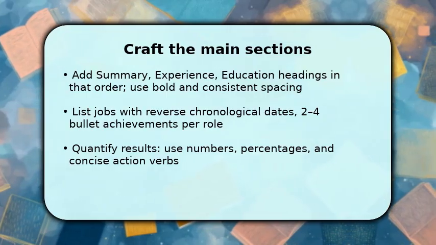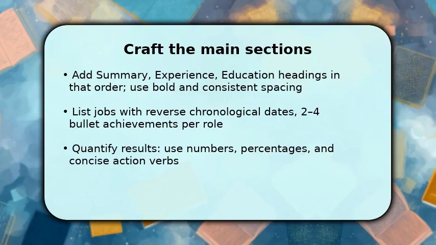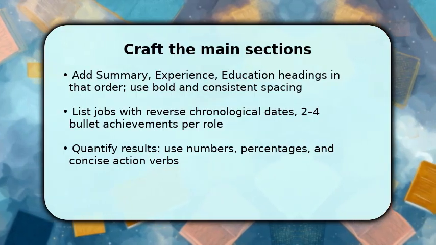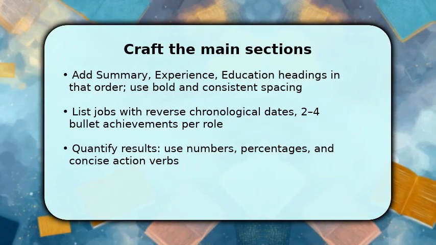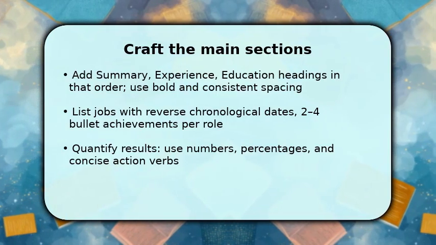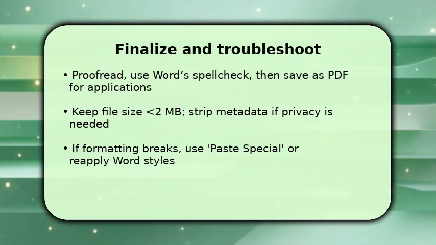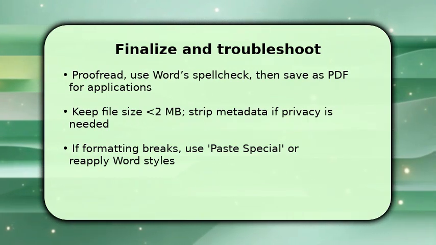Once written, adjust spacing and bold headings for scanning. Use sentence fragments for bullets to keep rhythm. Make sure to remove generic tasks and focus on measurable impact. You finish by proofreading aloud and running Word spell check, then export a PDF to preserve layout when submitting. Once done, check file size and strip document properties if you need privacy.